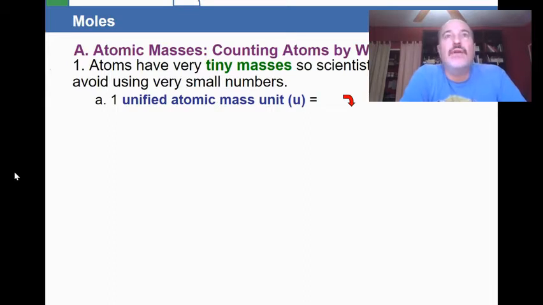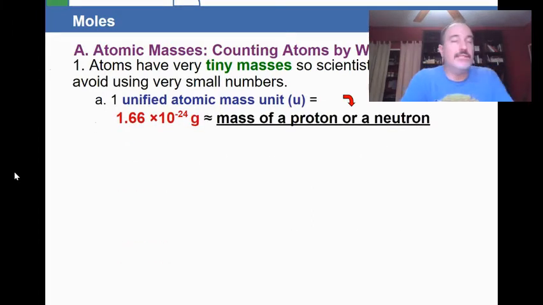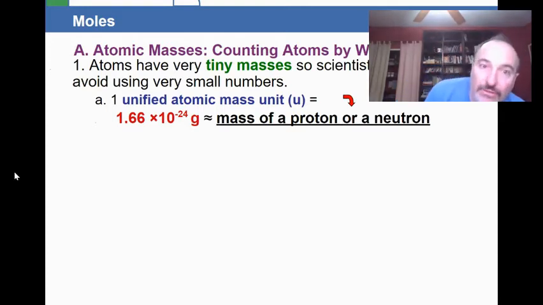Therefore, chemists have devised a unit specifically for individual atoms, and that is known as the Unified Atomic Mass Unit, or just U for the symbol, or for the unit. And it is approximately 1.66 times 10 to the negative 24th.